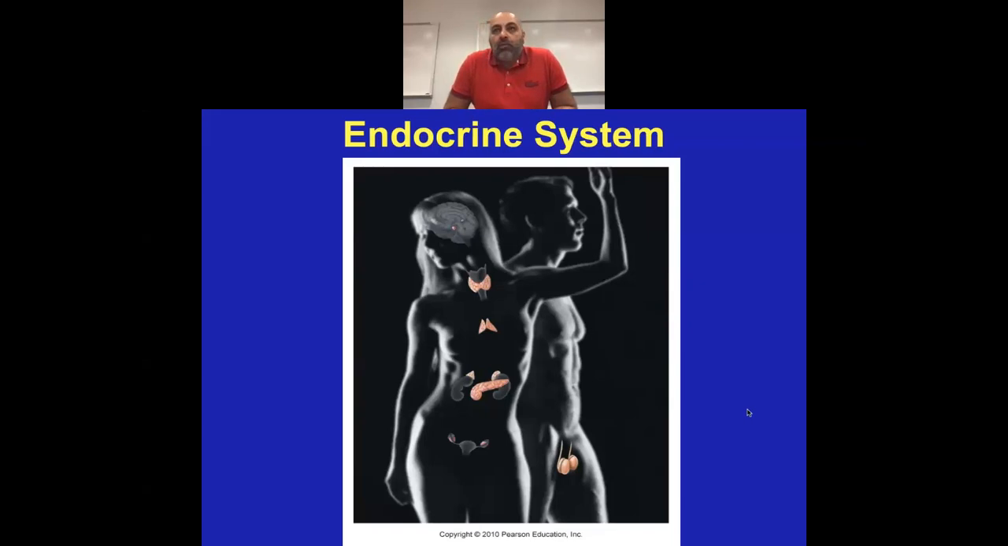Like if you think about when you release epinephrine and norepinephrine, your blood vessels constrict, your heart rate increases, you start to sweat, your pupils dilate. So you see all these different effects all around the body. Whereas nervous, if I want to move my finger, I just move my finger and that's it. Okay.